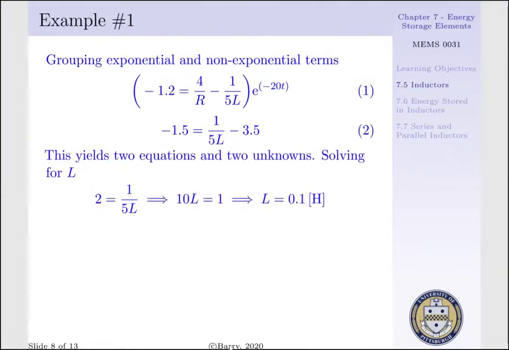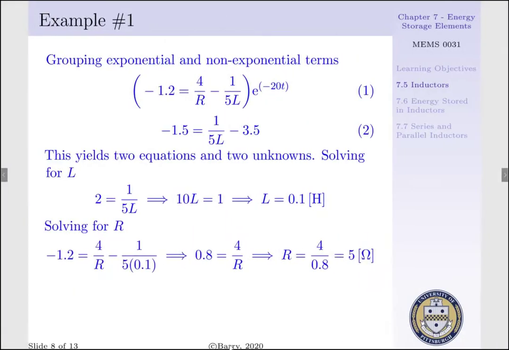In doing such, we see that we'd have 2 is equal to 1 per 5L, or L is equal to 1/10 of a Henry. Lastly, we can solve for R, now that we have L. If we solve for R, R is equal to 5 ohms.